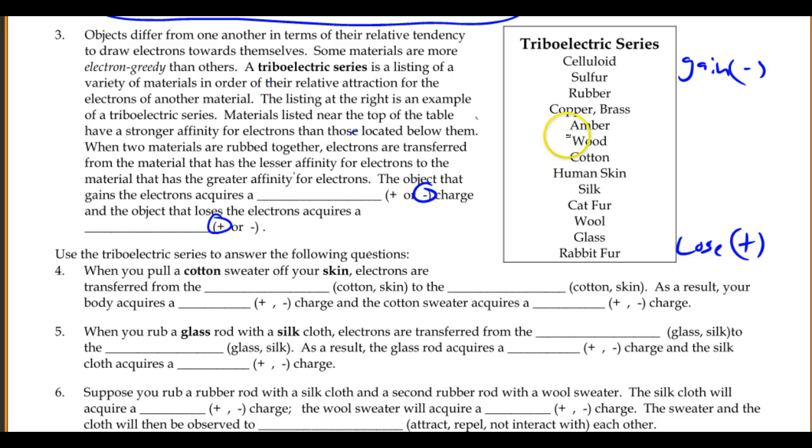If I compare wood with silk, if I rub the silk on the wood, the electrons are going to move from the silk to the wood. If I compare glass and amber, they're going to move from the glass to the amber.